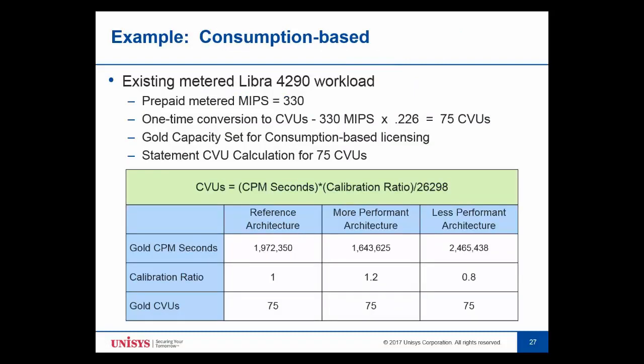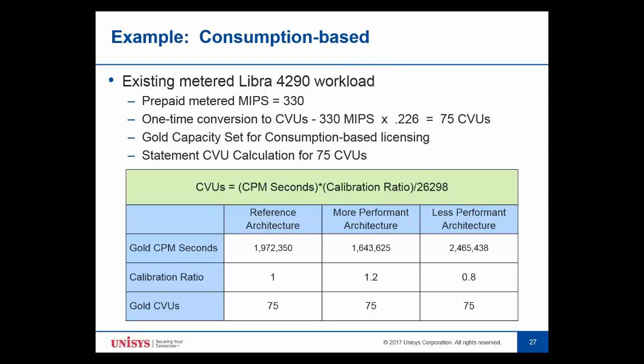If we go back to our earlier example of 75 CVUs, we had a user with a 330 MIPS per month average run rate. We calculated the 0.226, which gave us 75 CVUs. If we ran those 75 CVUs on our reference architecture, the calibration ratio reports back that the performance of the system has not changed. It's running at the reference architecture. You would have approximately 1,972 seconds of processing capability within your MCP capacity set.